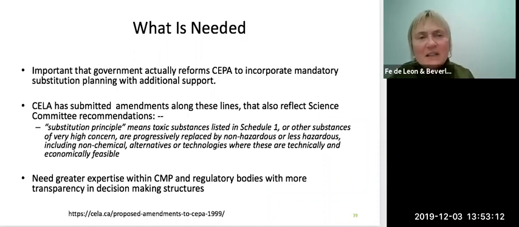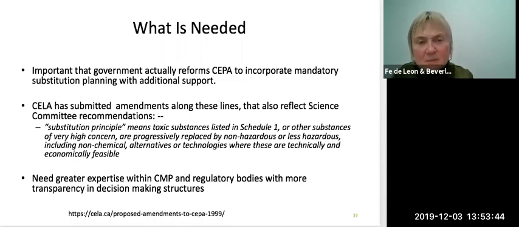I think what we really need is to reform SEPA to incorporate mandatory planning with this additional support, collaboration, etc. We need to have mandatory reform within SEPA. And I've noticed that CELA has submitted amendments along these lines that also reflect the Science Committee recommendations and the Standing Committee recommendations. This is just a little cut and paste from the amendment to SEPA submission, which is at the bottom of your screen.